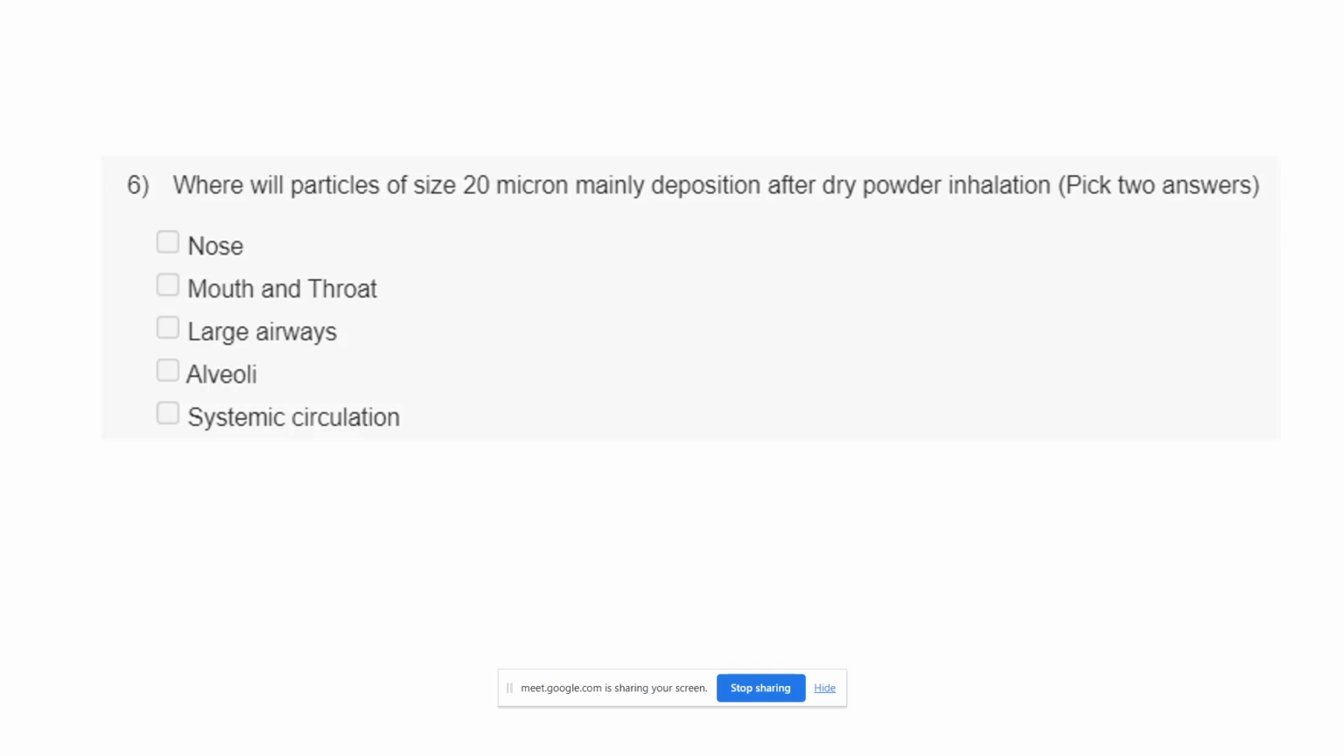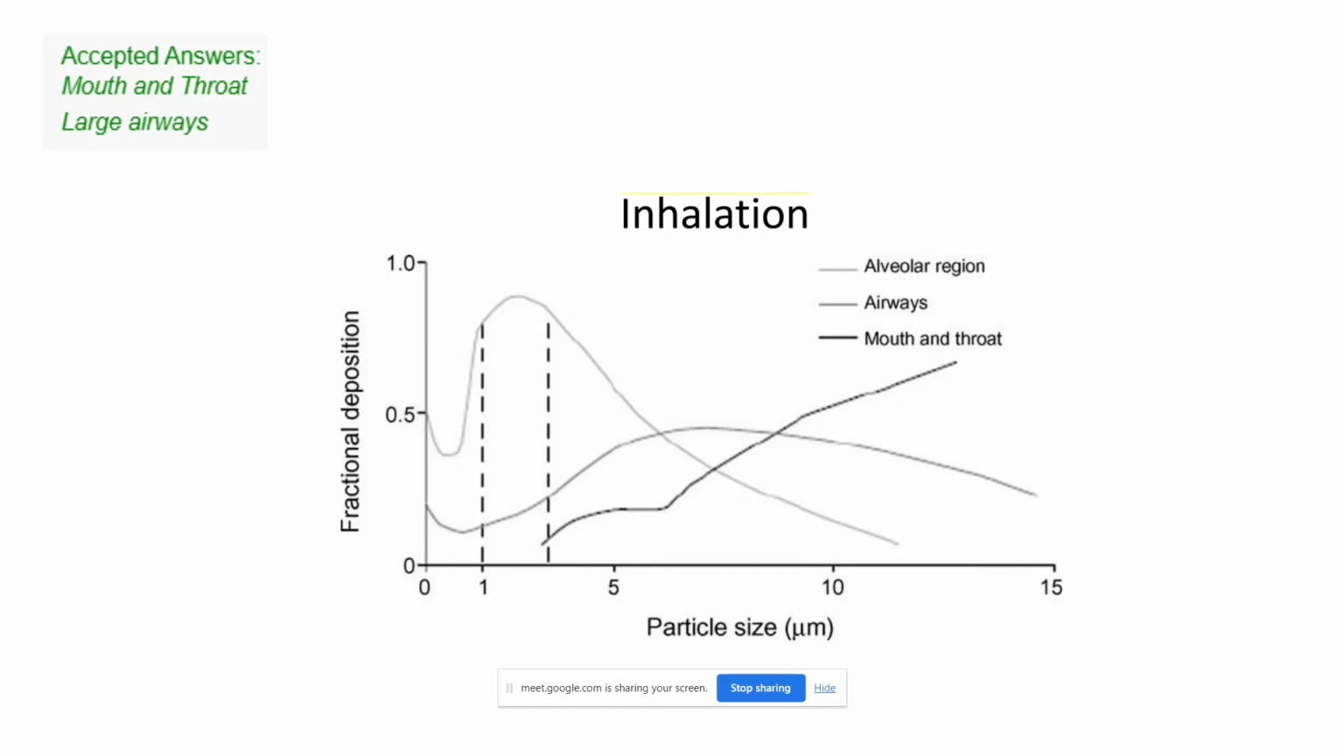Okay, mouth and throat and large airways are the correct options. So here is a plot depicting different particle deposition when given through inhalation of different size range. For mouth and throat and for airways, it's mostly after 10 micron. So for larger airways, more than 20 micron particles will get deposited in the larger airways and mouth and throat.